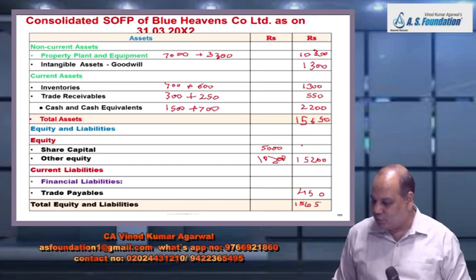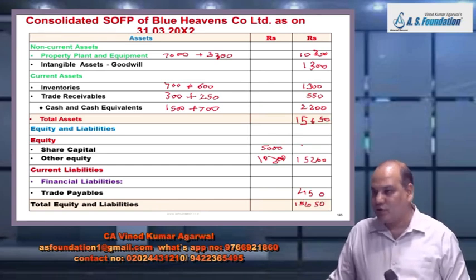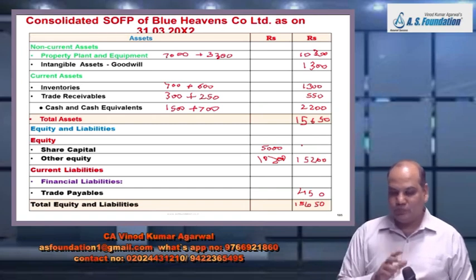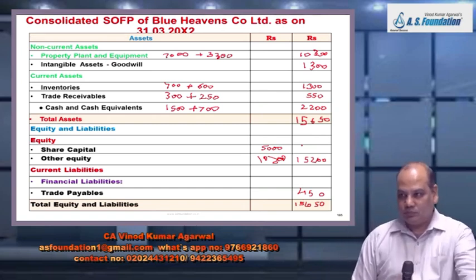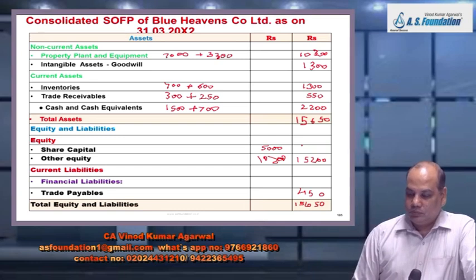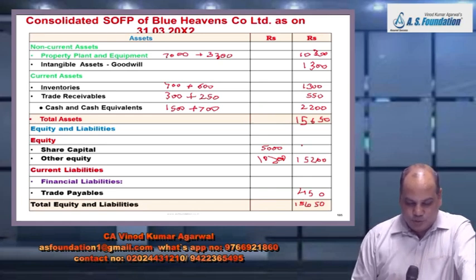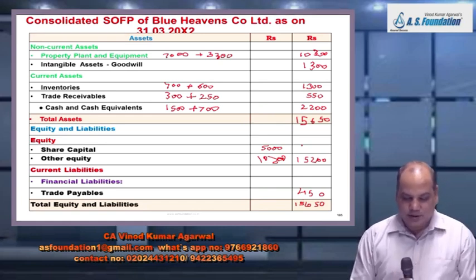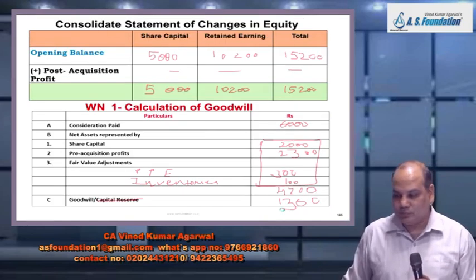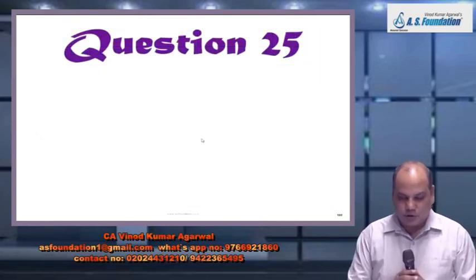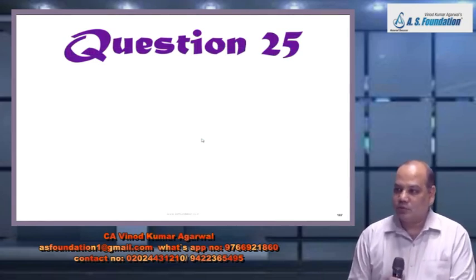The next question we will solve quickly. It is an extension of this problem only. The facts are the same as in the above question. However, Blue Heavens Limited acquires only 75% of the ordinary shares. So this time there will be NCI also.